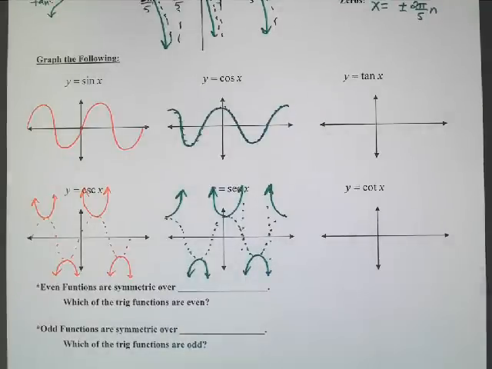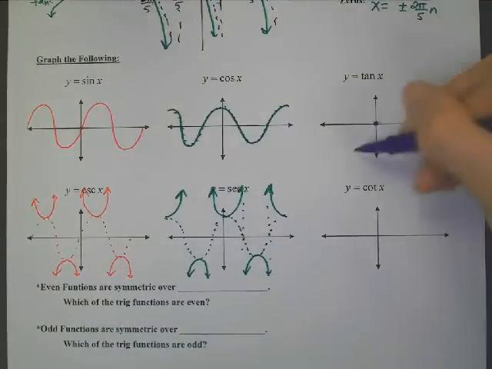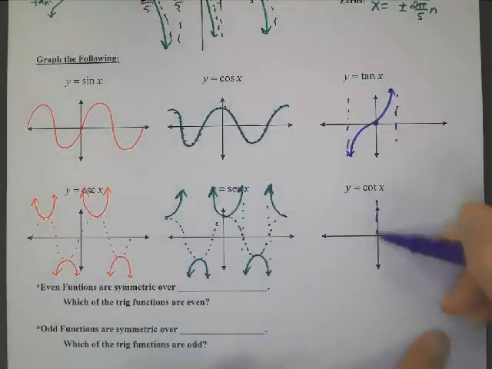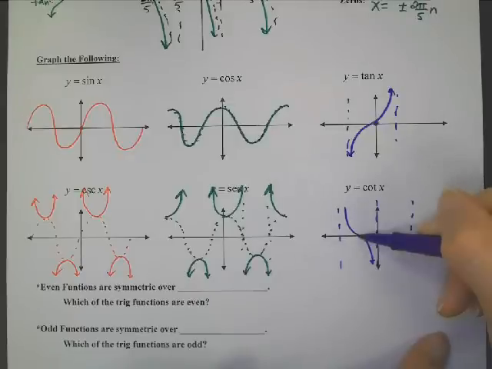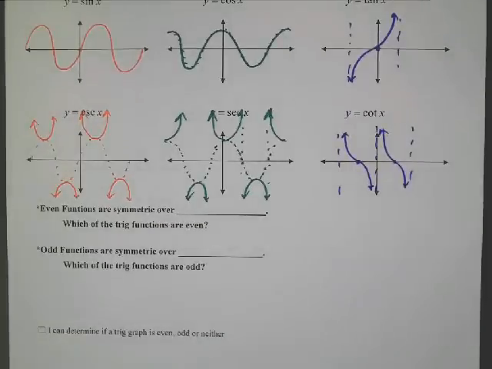Okay, and what does tangent look like? Tangent starts with a point. He's got asymptotes on either side, and he looks like a cubic. Cotangent starts with an asymptote, and he's on either side going like that. The point is in the middle. Okay, now I want you to study these 6 graphs so I can ask you some questions.